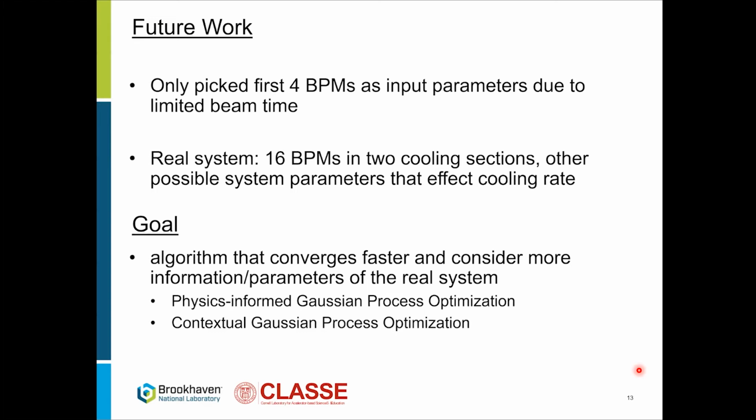Here, I'm going to introduce 2 forms of algorithm. The first one is physics-informed Gaussian process optimization, and the second one is called contextual Gaussian process optimization.